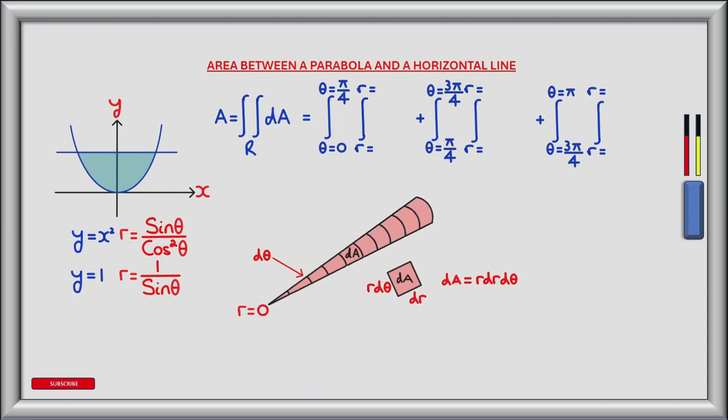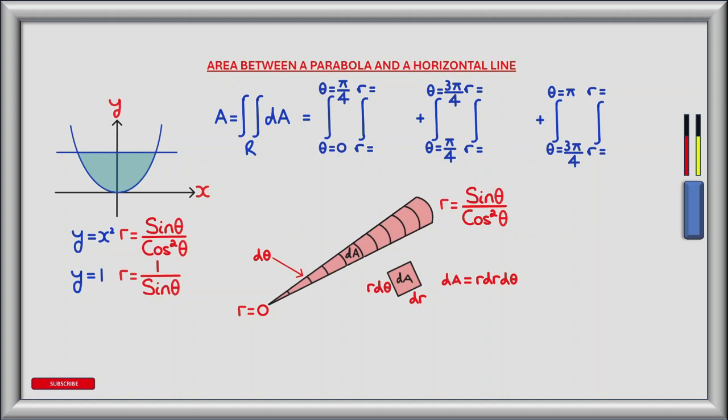When we sum or integrate along the radial distance r, in this case we begin at the origin and travel along the parabola until it intersects with the horizontal line. So we begin at r equals 0 and end at r equals sine theta divided by cos squared theta.